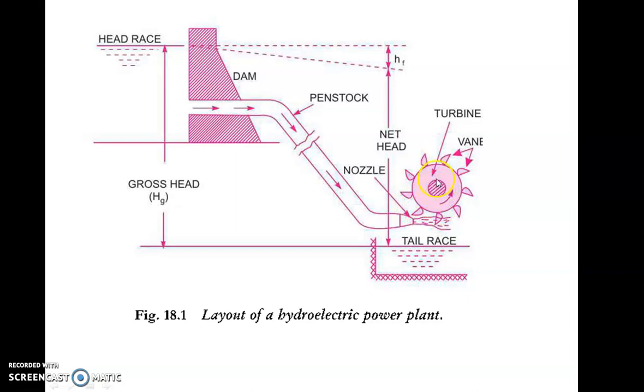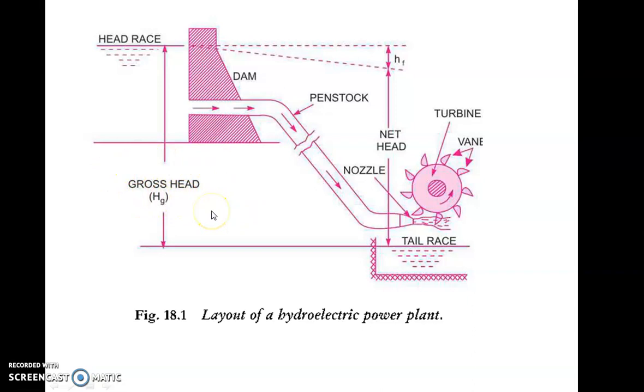The same shaft is connected further to the generator, and then this water is coming to the tail race level, or you can say this is nothing but the level of water inside this tail race. Okay, so this is head race level and this is the tail race level. The difference between this head race level and tail race level is called the gross head. Remember, this is the gross head.